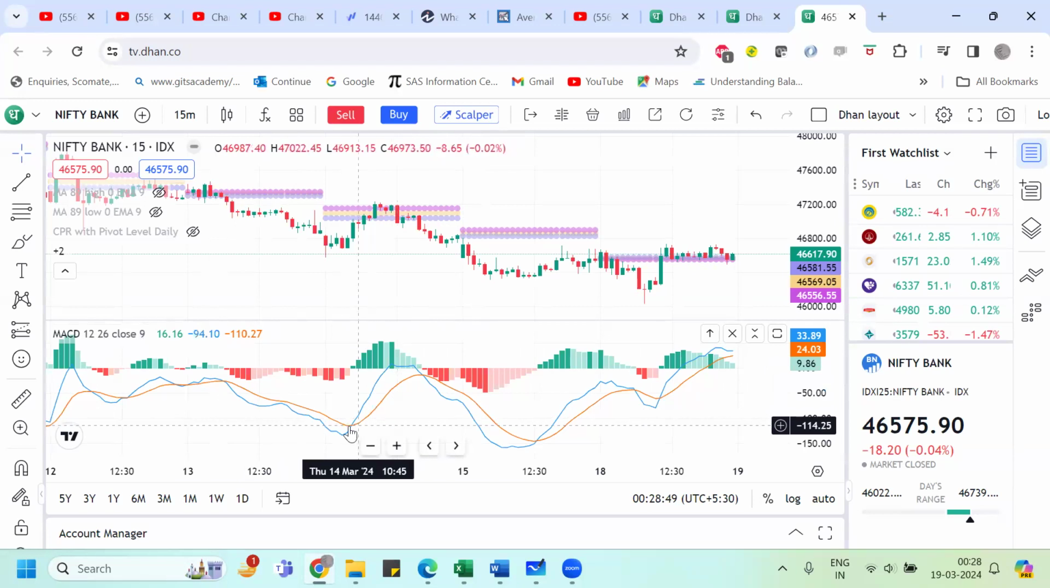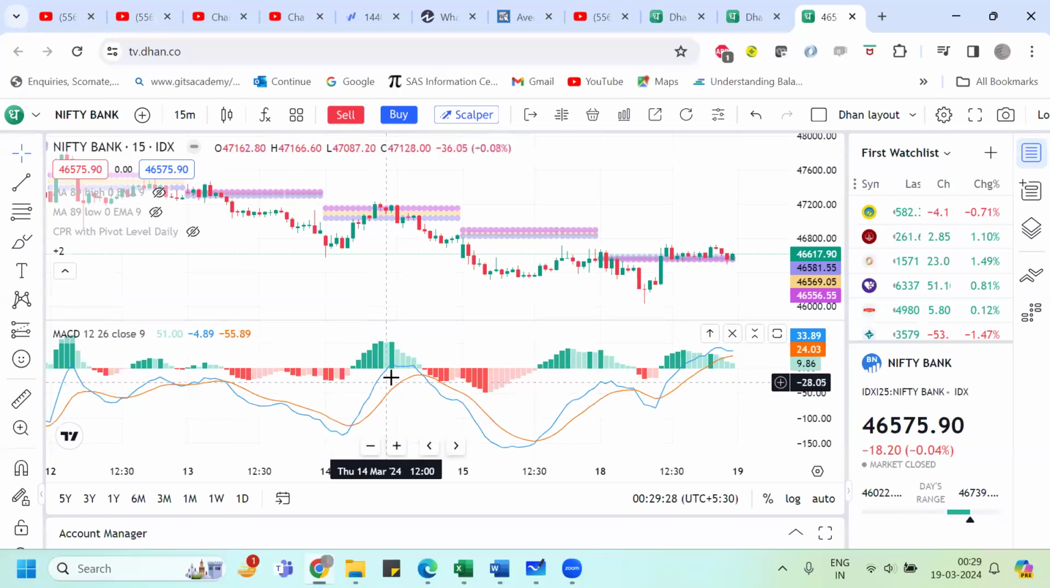Now this blue color line, what is this blue color line, guys? This blue line and this orange line you're seeing form a crossover. The blue line is your MACD line. You remember what the MACD line was? It was the difference between the 12-day and 26-day moving average data. And this orange line is the signal line, which is the 9-day moving average of the MACD line. So when the blue line crosses the orange line from below, it signifies a buying signal. You can see the same effect on the histogram also.